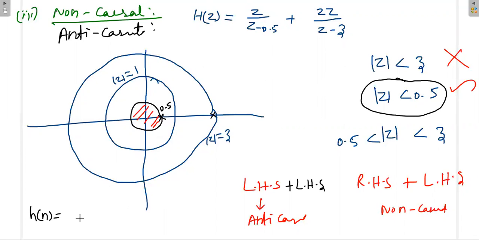So left-sided signal means minus 0.5 whole power n u of minus n minus 1. Again, with respect to mod z equal to 3, the ROC is inside, so minus 2 into 3 power n u of minus n minus 1. So this is the answer. Okay, thank you.